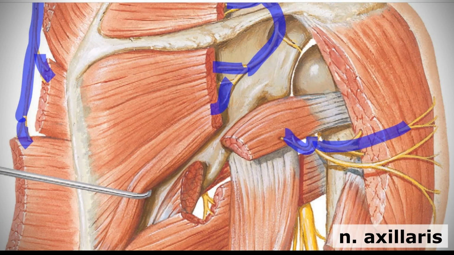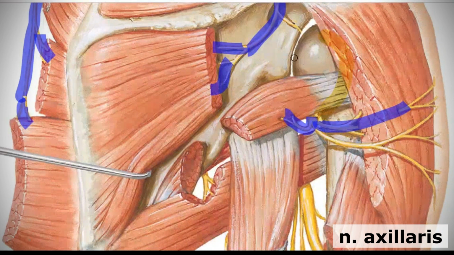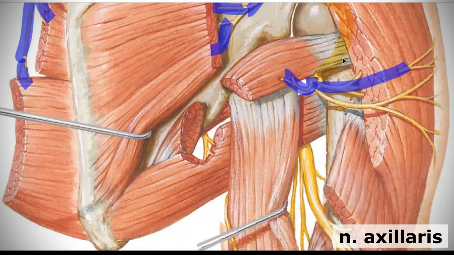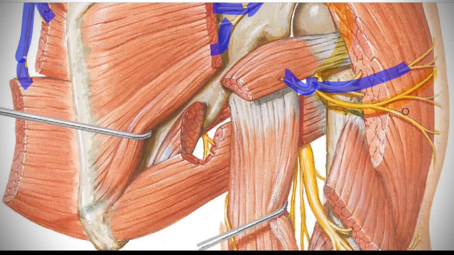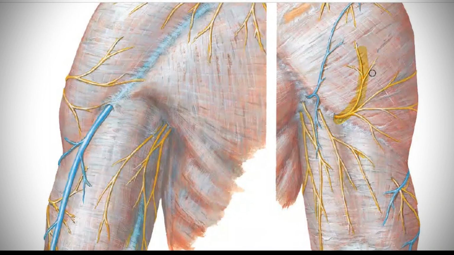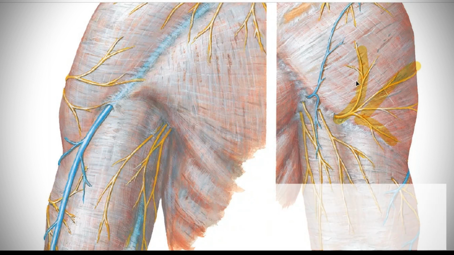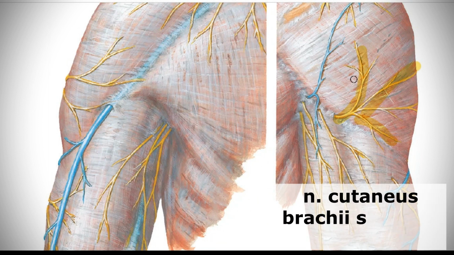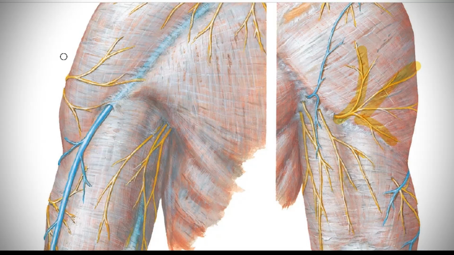It has motor branches and a few sensory branches that will supply your shoulder joint, articulatio humeri, and it has one cutaneous branch that innervates your skin in this area of deltoid muscle, and this branch is called nervus cutaneus brachii lateralis superior, the superior lateral cutaneous branch of axillary nerve.